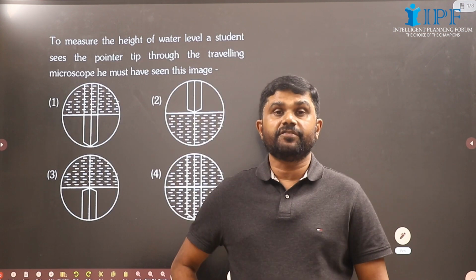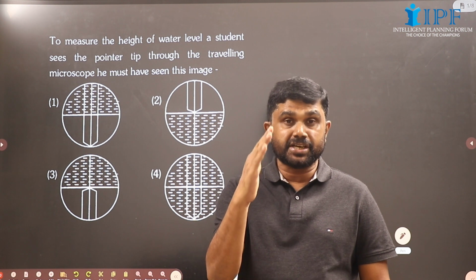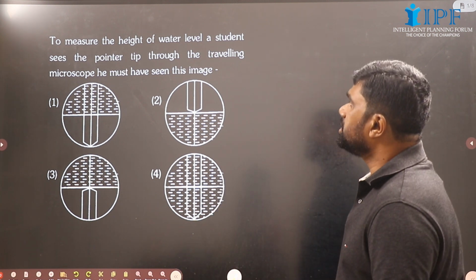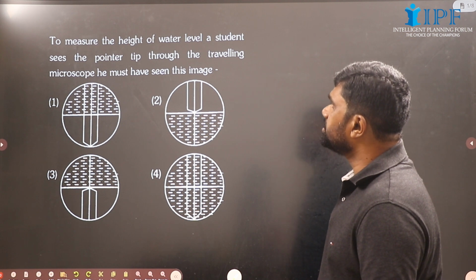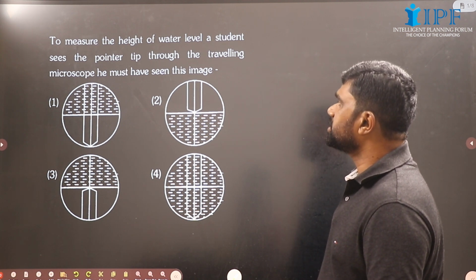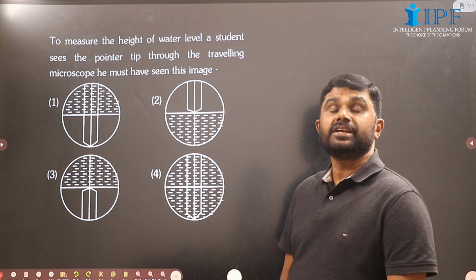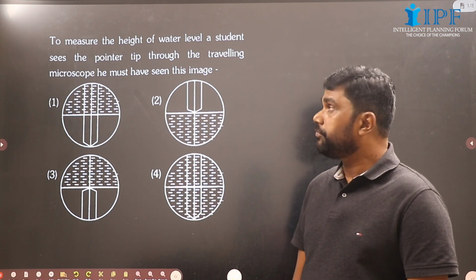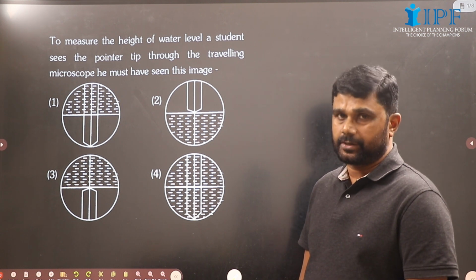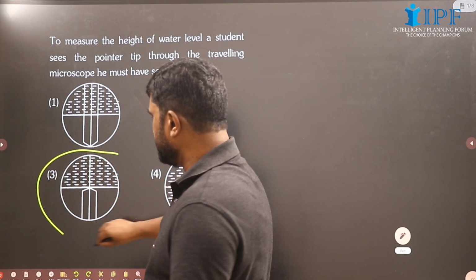Now, refractive index of a glass slab using a traveling microscope. To measure the height of water level, a student sees the pointer tip through the traveling microscope. An inverted image of the pointer tip will be visible through the traveling microscope. So this must be the image.